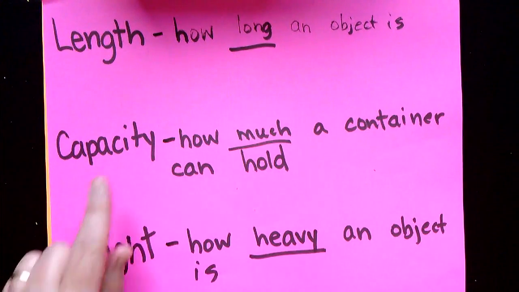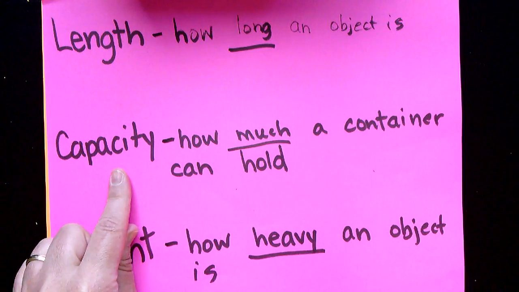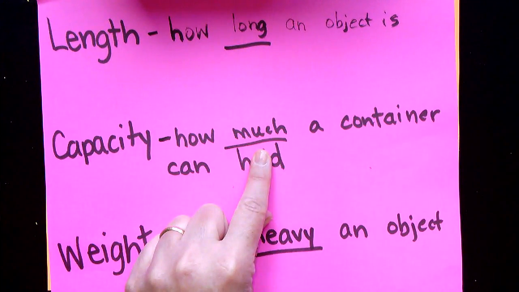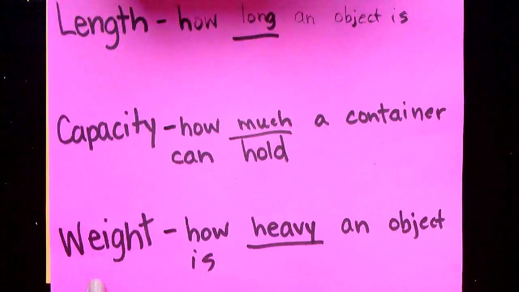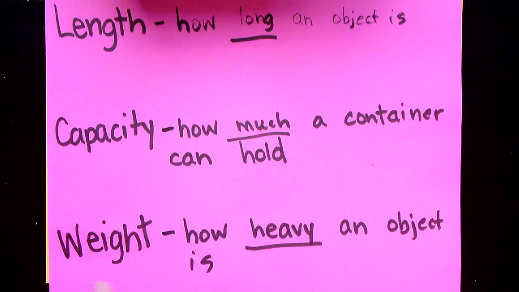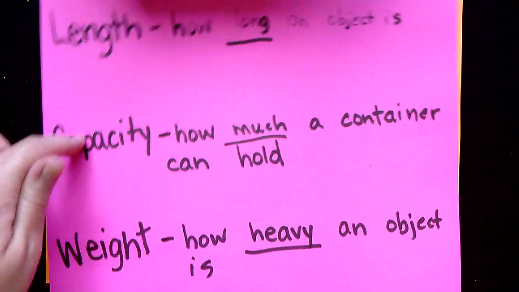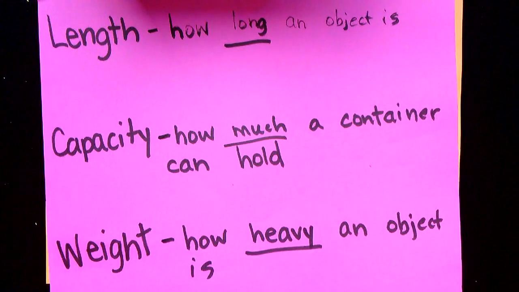We're going to be talking about capacity. Capacity means how much a container can hold. And then we're going to talk about weight, and we're going to think about how heavy an object is. Okay, so these are three words that you're going to need to know this week. If you forget, you can come back and you can watch this video again.